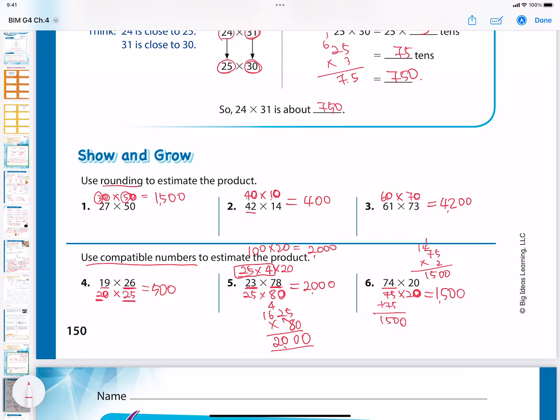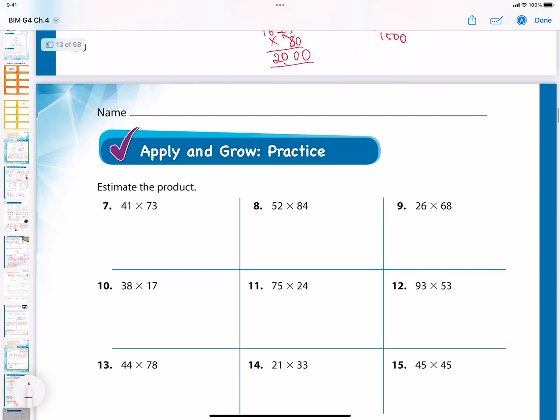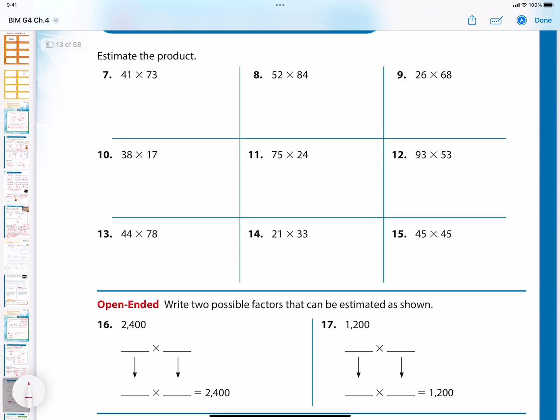All right, it's your turn now. Go to the next page. Estimated product. Okay, go ahead, pause your video, solve it, and come back to check your answer. And remember, this time, for this estimated product, they didn't ask you to round or use comparable numbers. So whichever you feel comfortable with, go ahead.